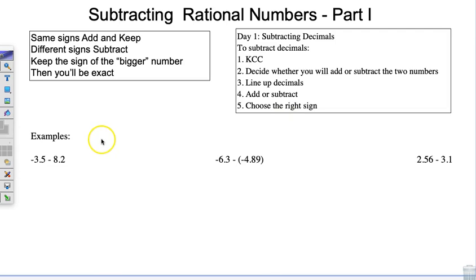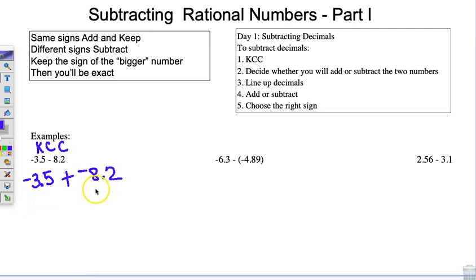So let's go ahead and begin with the first example. Now, if you like to have KCC written above the problem, you can do that. So I'll put it on the first couple of problems and you can decide whether you need to utilize it still or not. So we always keep that first term. Remember that the K stands for keep. So I'm going to keep my negative 3.5. We change all the subtraction problems to addition, just like we practiced yesterday. So this becomes an addition problem now. The 8.2, since it is positive, we're going to change that to the opposite sign.